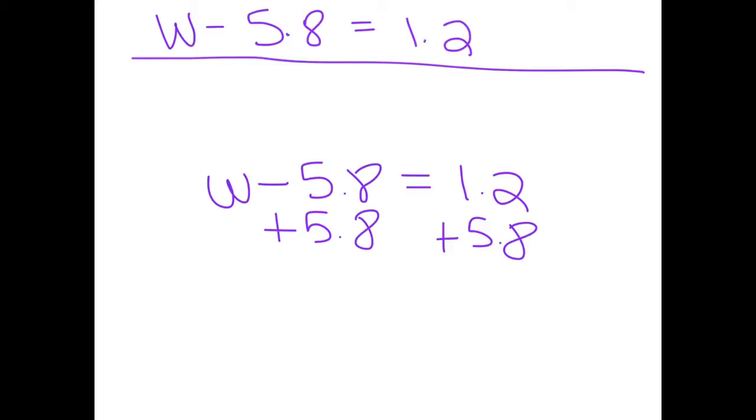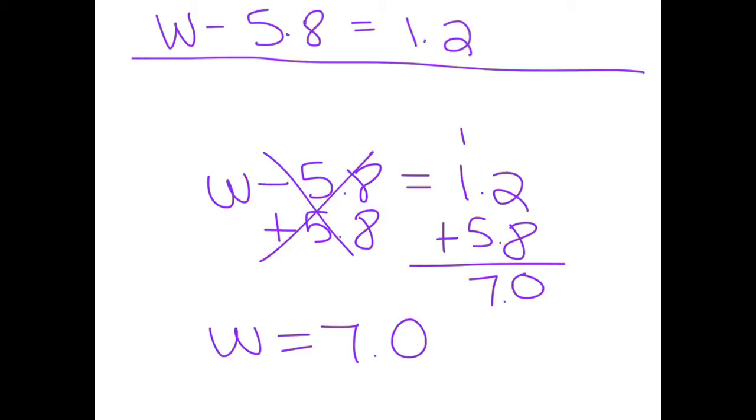And because subtraction and addition are opposites, this cancels out, and we need to add this together. So 2 plus 8 is 10, and 1 plus 1 plus 5 is 7. And bring your decimal down. So W would equal 7.